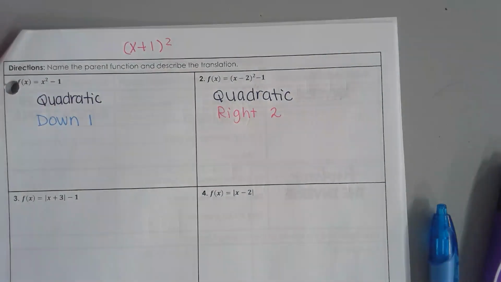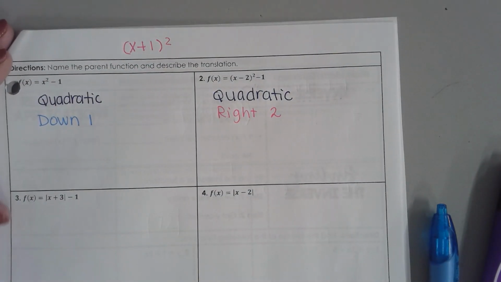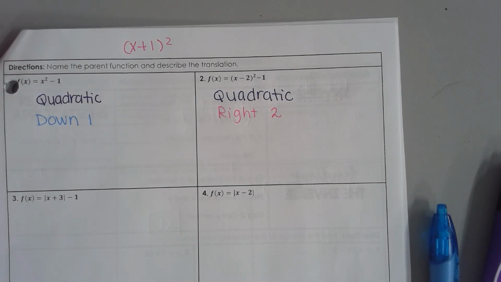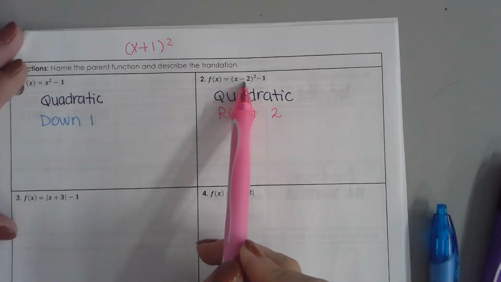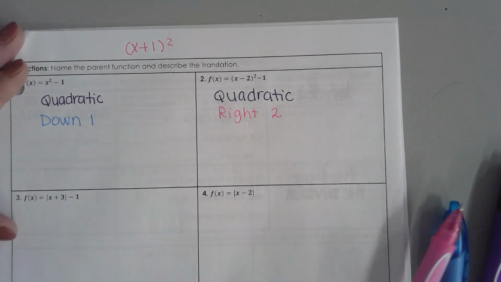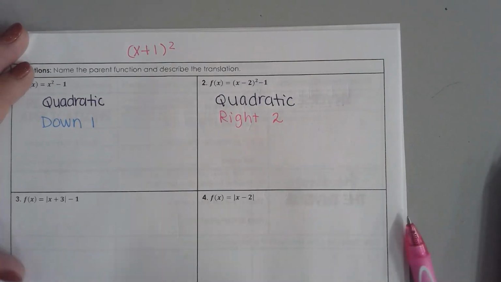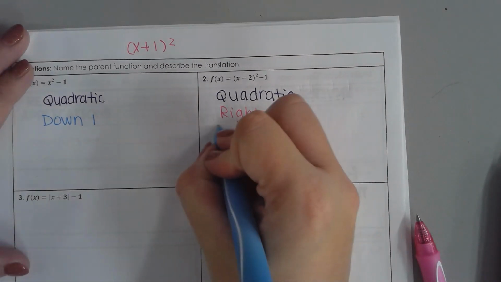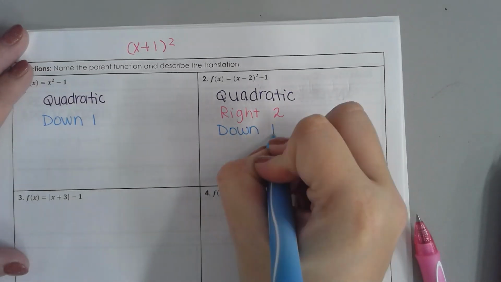The inside is opposite. You think minus moves left. That makes sense. But when it's inside, everything is the opposite. So it moves right 2. And then it has a minus 1 on the outside. So that's going to be what? Down 1. Good.